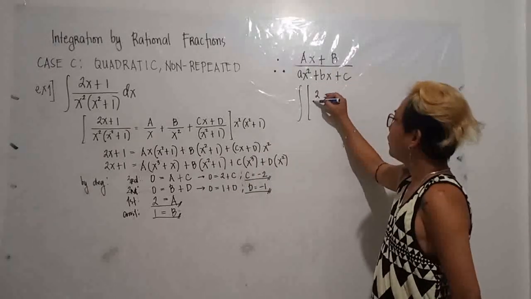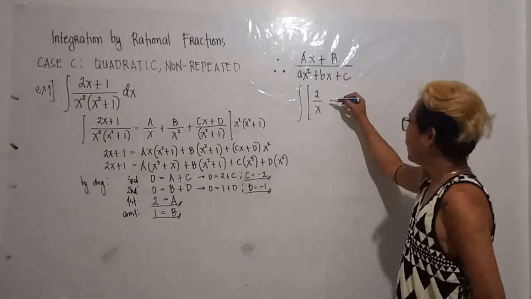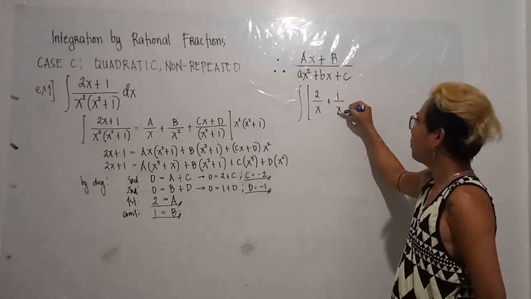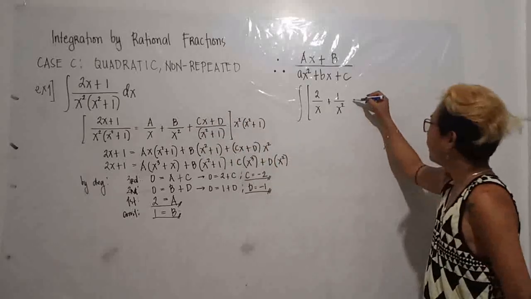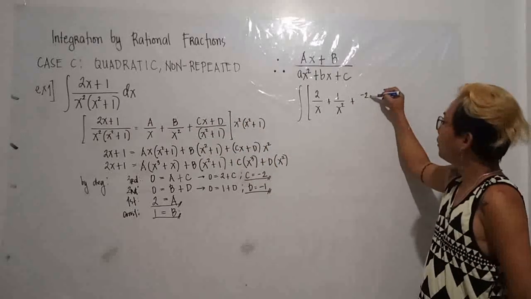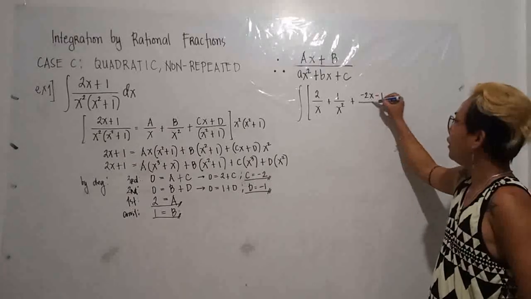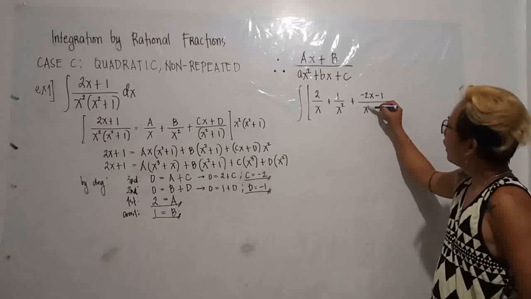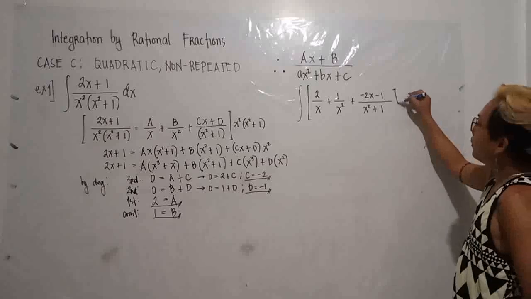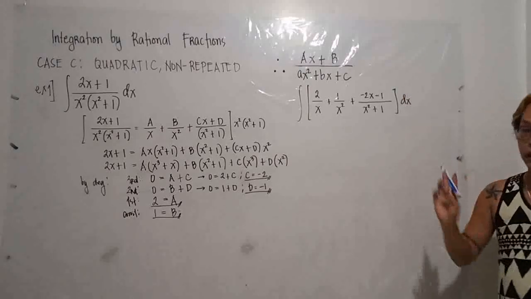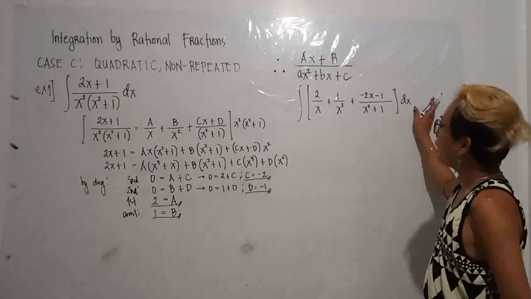So we will now have 2 over x. And pagdating kay B, you will have 1. So that's 1 over x squared. Pagdating kay C, you will now have negative 2, then x. Si D is negative 1, so that's minus 1 over x squared plus 1. Then this will be multiplied to dx. So in that case, this one is 2 dx over x.